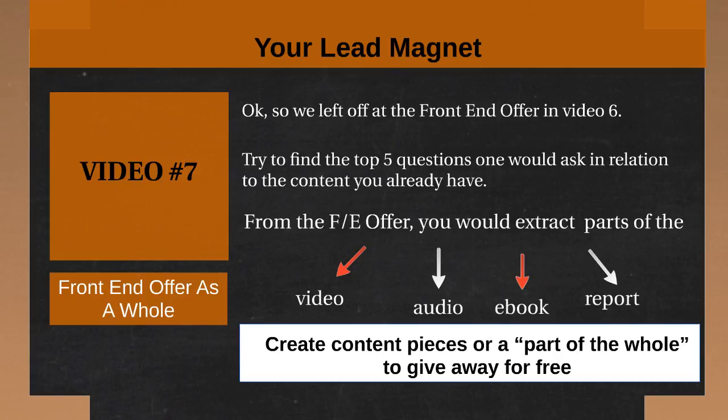So essentially what I mean by this, let's say, for example, taking the previous example, the front end offer was an ebook with information on how to save taxes, maybe the top 20 things that you forgot to deduct off of your taxes. So maybe out of that content, you try to find the top 5 questions that somebody would ask and that you've already covered. So maybe one of those items happened to be your 401k or your traditional IRA.